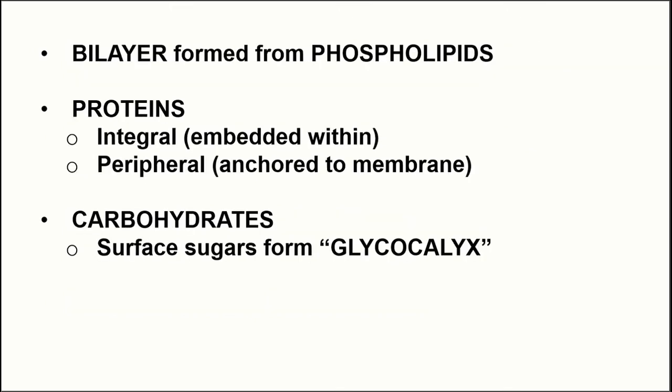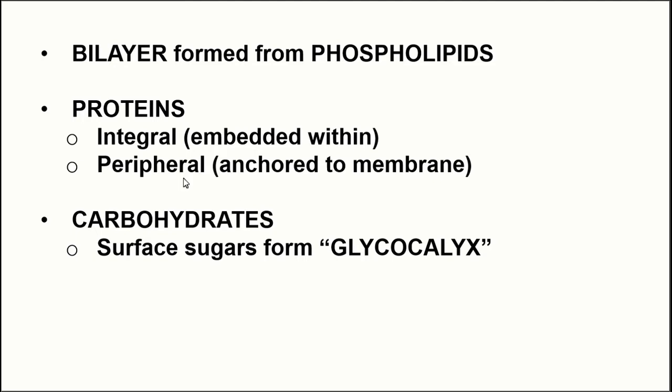The basic structure of the plasma membrane is a bilayer, that is, two layers formed from a lipid called phospholipids. So we have this two-layer sandwich of phospholipids, and that constitutes the basic structure of our plasma membrane. There are a number of proteins, as we saw in the diagram I showed you a few slides ago, that are associated with the plasma membrane. Integral proteins are embedded within the membrane itself, and these generally function as channels across the membrane so that materials can get into or out of the cell.